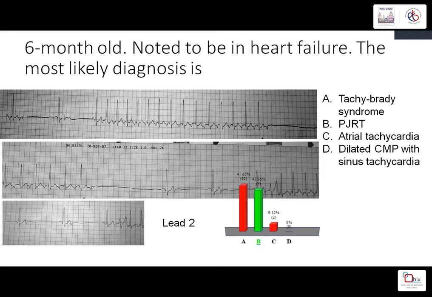Perfect. I think they are taught in the video, but still, this is the right answer. He'll explain why. If you simply say tachy-brady syndrome, tachy-brady syndrome is right. But when you label tachy-brady syndrome, it's not this kind of rhythm. When you say tachy-brady syndrome, you refer in the context of sinus node dysfunction with atrial fibrillation. Is it sinus node dysfunction with atrial fibrillation?